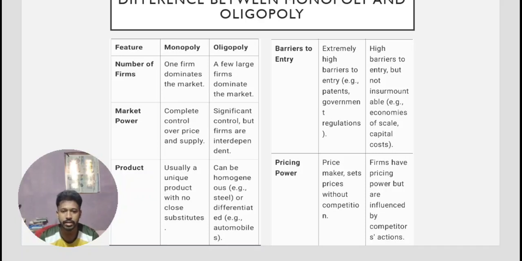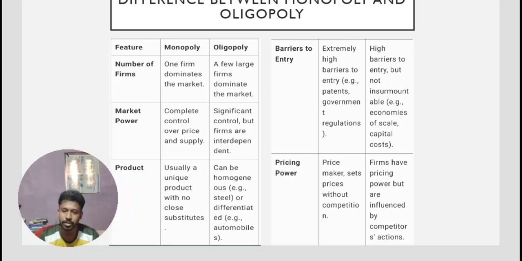Barriers to entry: in monopoly, extremely high barriers to entry, for example patents and government regulations; in oligopoly, high barriers to entry but not insurmountable, for example economies of scale and capital costs. Pricing power: the monopoly is a price maker and sets prices without competition, and in oligopoly, firms have pricing power but they are influenced by competitors' actions.